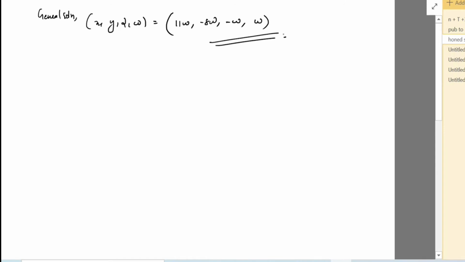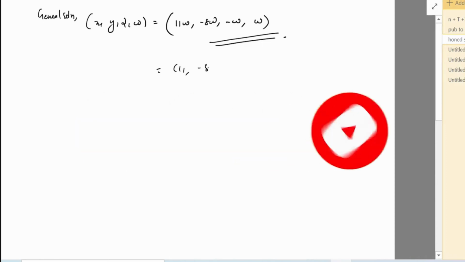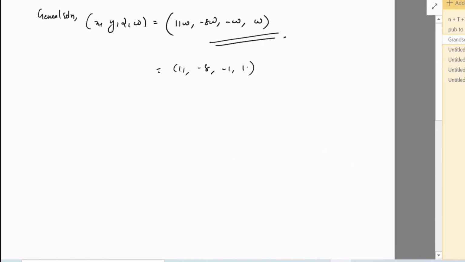That will be the general solution. So if you substitute arbitrary values for w, you will get different solutions. For example, if we substitute w equal to 1, we will get 11, minus 8, minus 1, 1. That is one solution. If you substitute w equal to 2, we will get another solution, 22, minus 16, minus 2, 2, etc. There are infinitely many solutions for the given homogeneous system of linear equations. So this is how we find the solution of a homogeneous system.